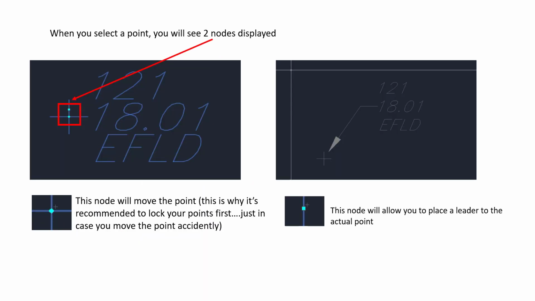To go over the points a little bit, when you select a point, you'll see two nodes displayed. One is a diamond, one is a square. The diamond is the actual point, and that's where you can move that point wherever you want on the screen. The square is a node where you can move the leader associated with that point. So if you get too many points in a certain location, you can point those in with specific leaders, and you can change those leaders.